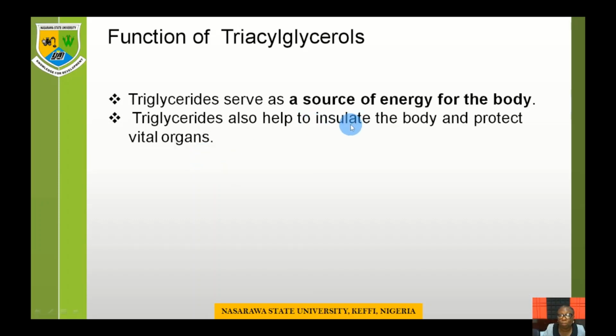So the 2 major functions of triglycerides are that they serve as source of energy and they also insulate the body and protect the vital organs.